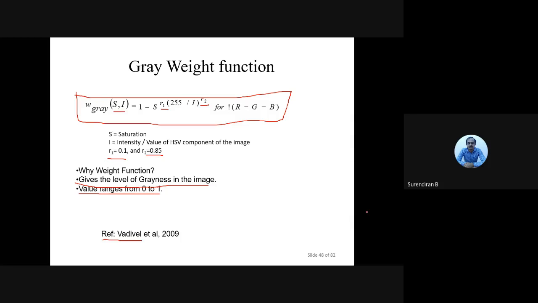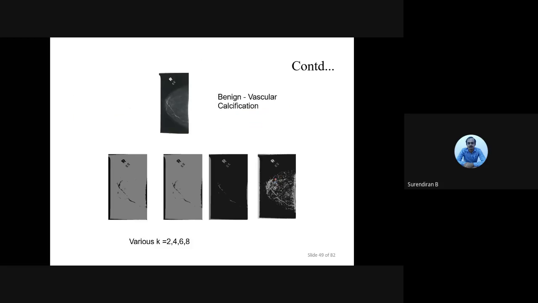So we used this gray weight function. It was applied for content-based image retrieval, CBIR, and it was found to be very effective. Initially, we started with mammograms and applied this here, starting with k-means clustering. We applied k equal to 2, 4, 6, and 8 clusters. But even if you go for 8 clusters, it will come up with only 3 or 4 clusters. It will not go for a higher number of clusters.